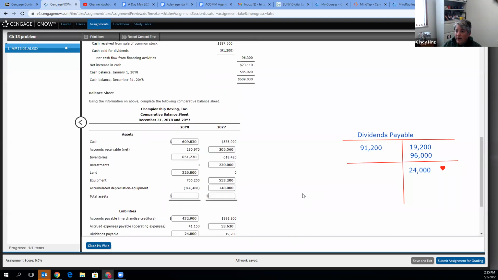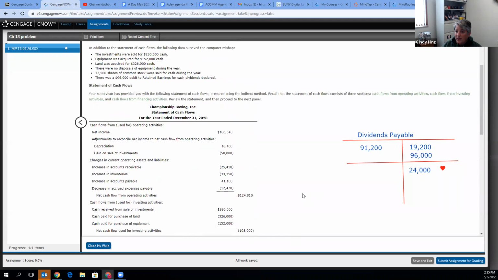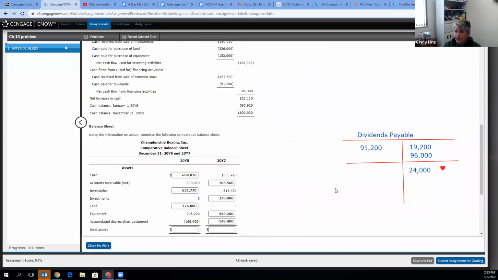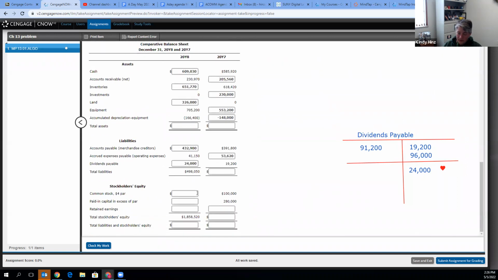We put the par value for those newly issued shares into the common stock account. So 12,500 shares at $4 per share is an increase of 50,000 to the common stock account. So it had 100,000 in there at the beginning of the year. It would now have 150,000.